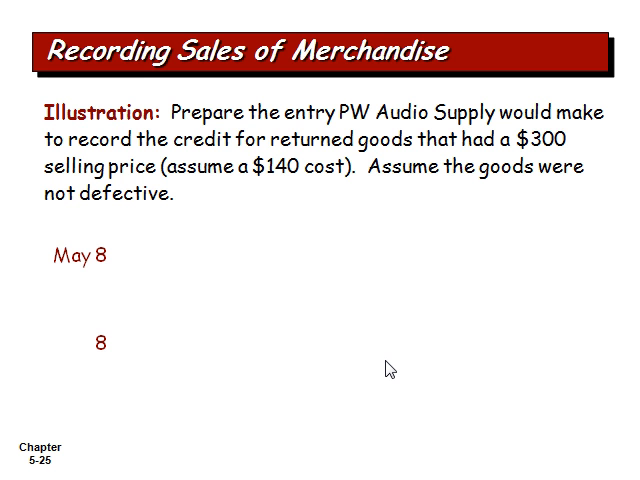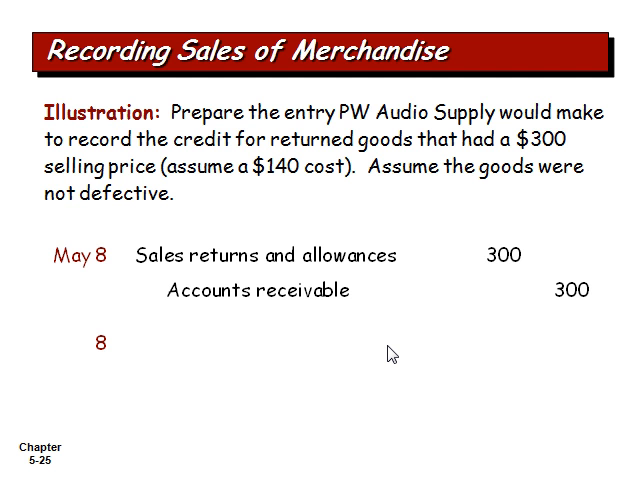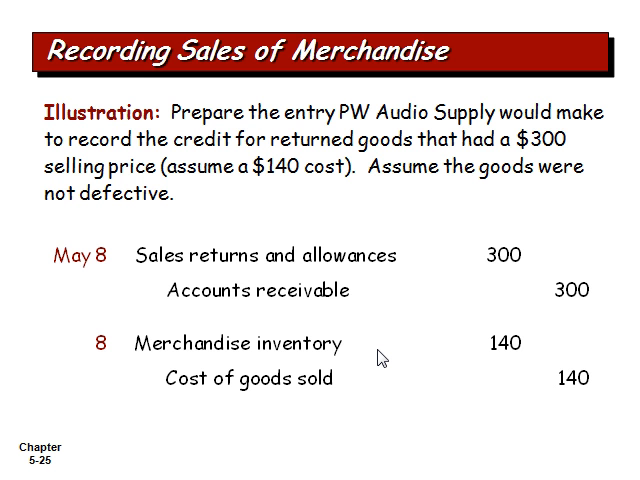So prepare the entry that P&W Auto Supply would make to record a credit for returned goods that had a $300 selling price, assuming a $140 cost. Assume the goods were not defective. So if they're not defective, then we're going to put them back into inventory. If they were defective, then we wouldn't put them back into inventory. So we debit sales returns and allowances, credit accounts receivable. That reduces how much the buyer owes us. And we debit merchandise inventory for $140 and credit cost of goods sold for $140. That puts it back in inventory and takes it out of cost of goods sold.